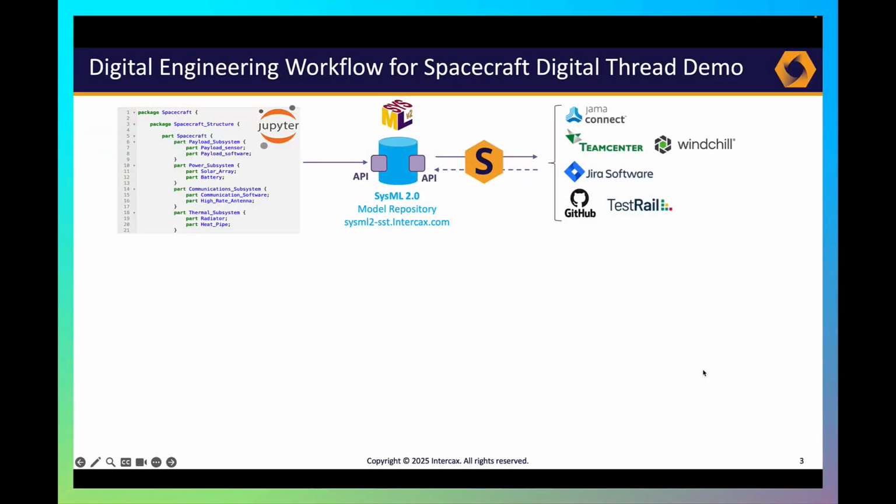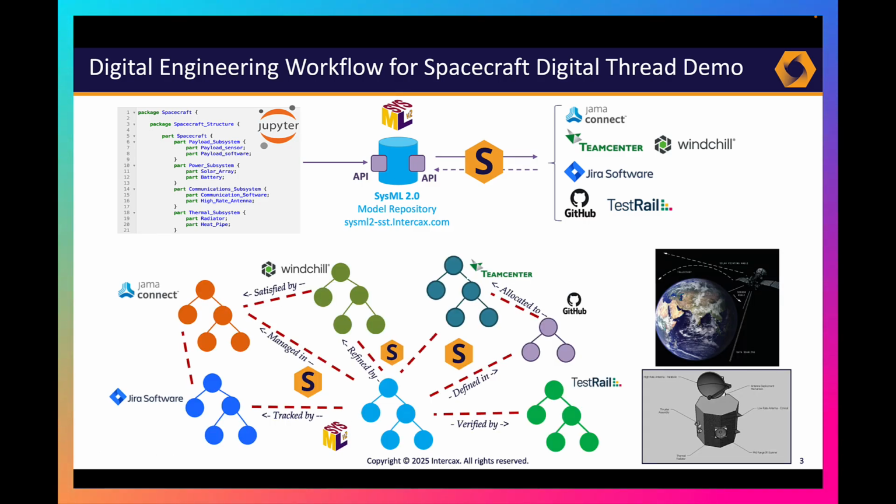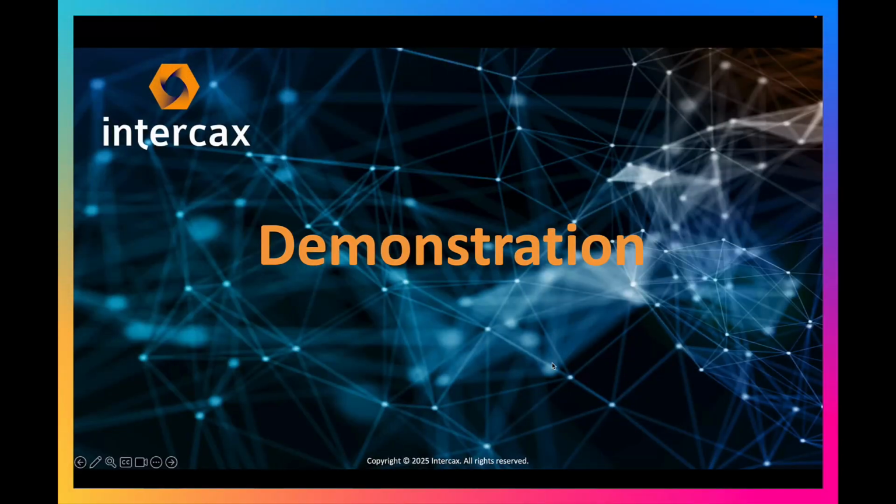threads. Our demos today will use a spacecraft SysML v2 model, starting with a textual notation published to the repository using the standard SysML v2 API. Syndeia can transform and connect v2 elements to models in other repositories such as Jira, Jama, Teamcenter, Windchill, GitHub, and TestRail. This creates a live digital thread that's managed by Syndeia. So let's get to the demonstration.